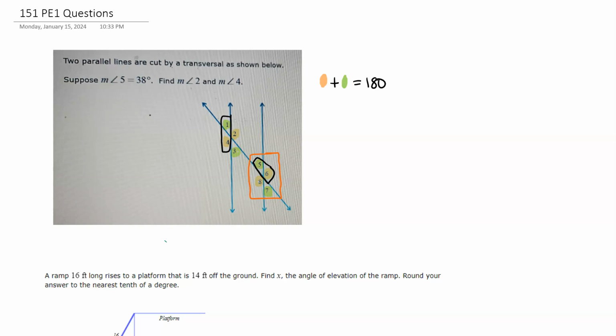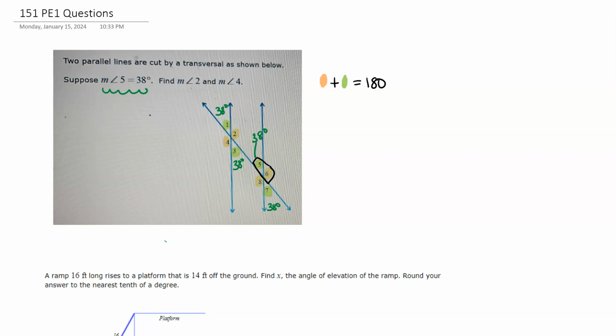So in this problem, they tell you that the measure of angle 5 is 38 degrees. So this guy here is 38 degrees. But that means that every single green angle is also 38 degrees. So this guy is 38 degrees, this guy is 38 degrees, and this guy is 38 degrees.